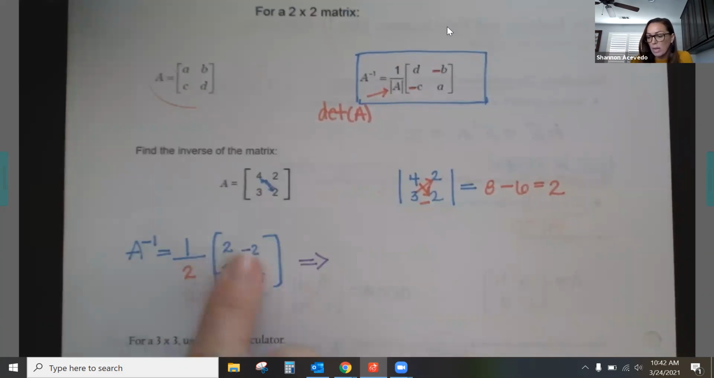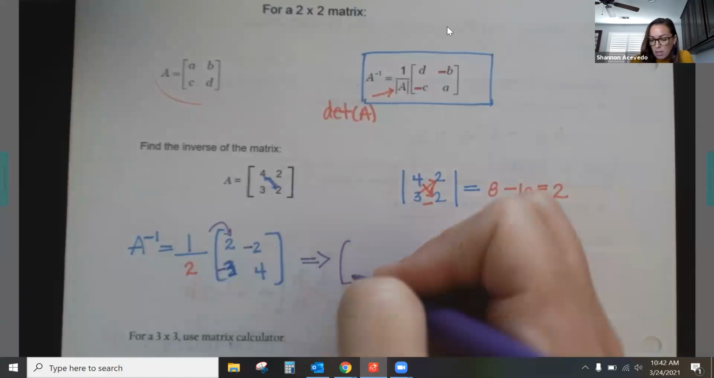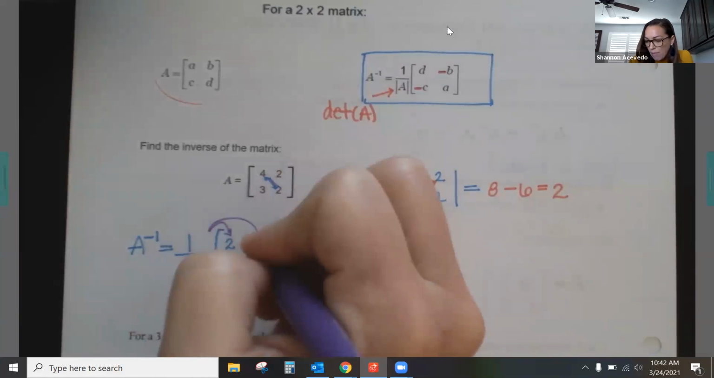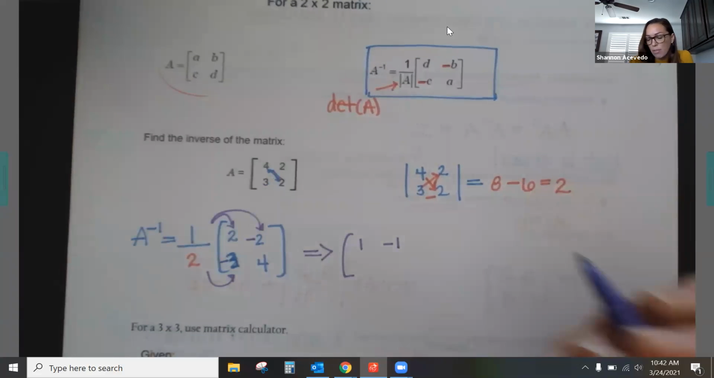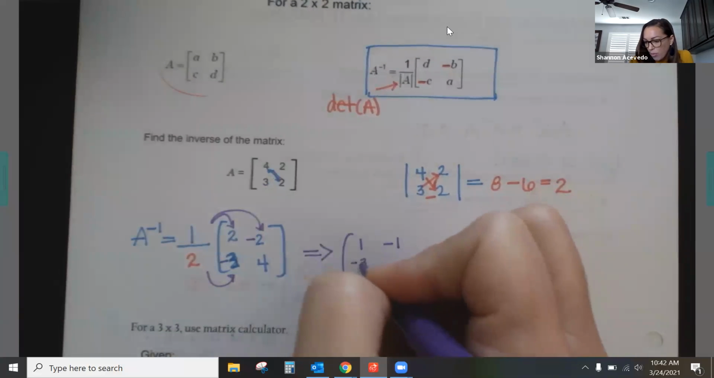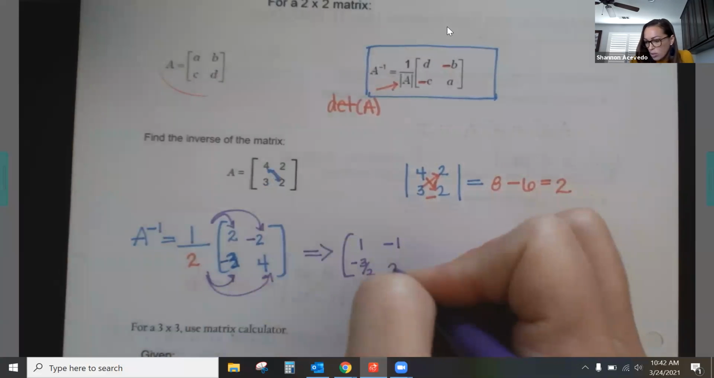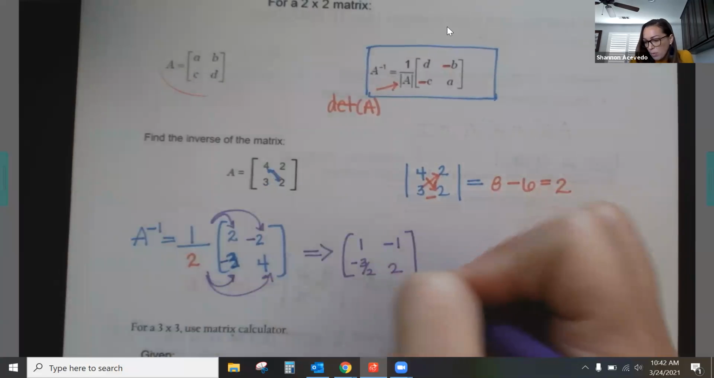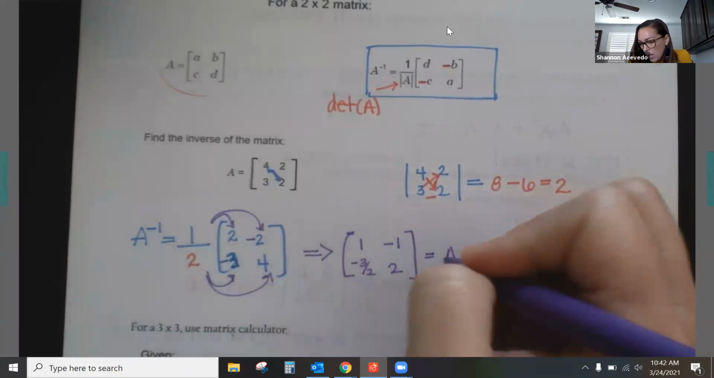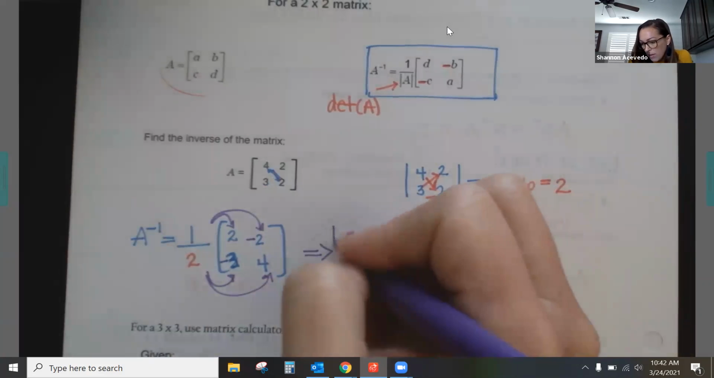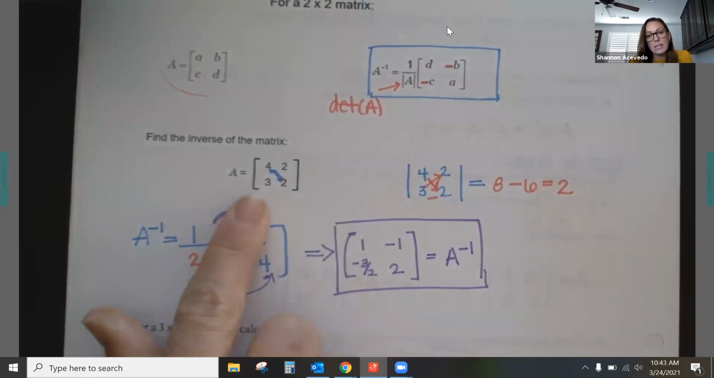1/2 of each one. So 1/2 of 2 is going to be 1. 1/2 of -2 is -1. 1/2 of -3 is -3/2. And 1/2 of 4 is 2. This right here is going to be our inverse of my matrix A, is this piece right here.